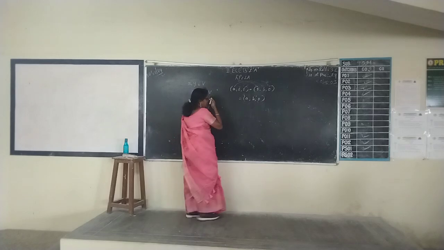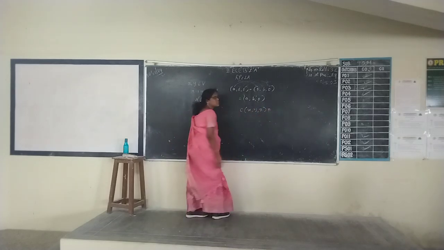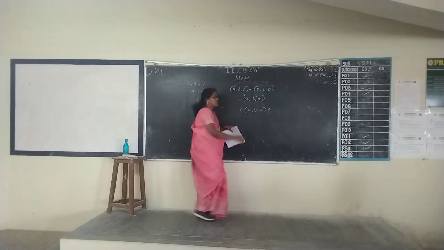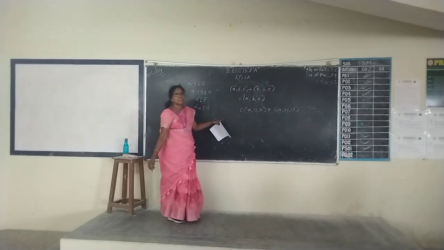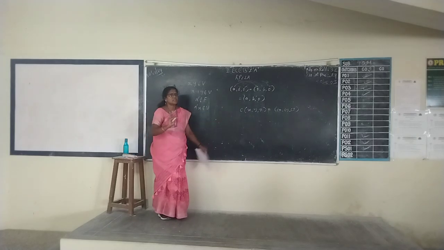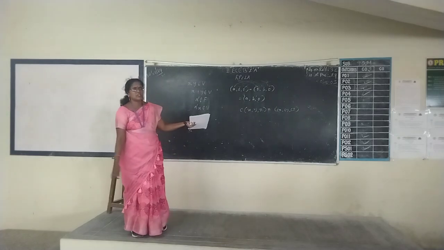Then what will be the answer for this one? This is called scalar multiplication. The answer will be cx, cy, cz. Everyone knows vector addition and multiplication. If you know this basically, that is enough. No need to go very deep.